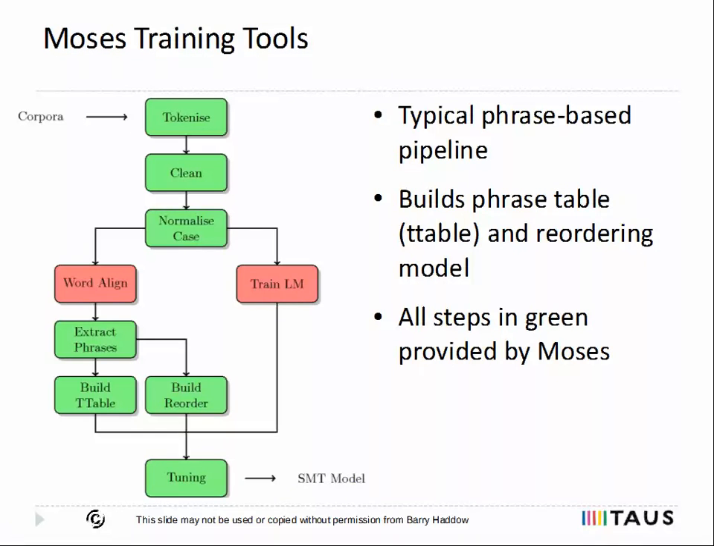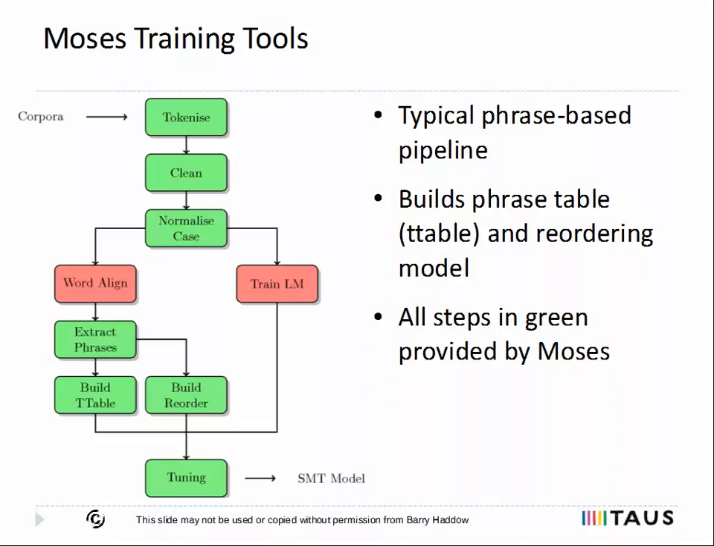The diagram on this slide shows the typical training pipeline for phrase-based MT. Other approaches to SMT have similar training pipelines, although the corpus preparation steps do change a bit when using non-Latin scripts. Let's step through the training pipeline. Assuming we start off with sentence-aligned data, the first stage is to tokenize, in other words, to split up the sentences into individual words and punctuation symbols.